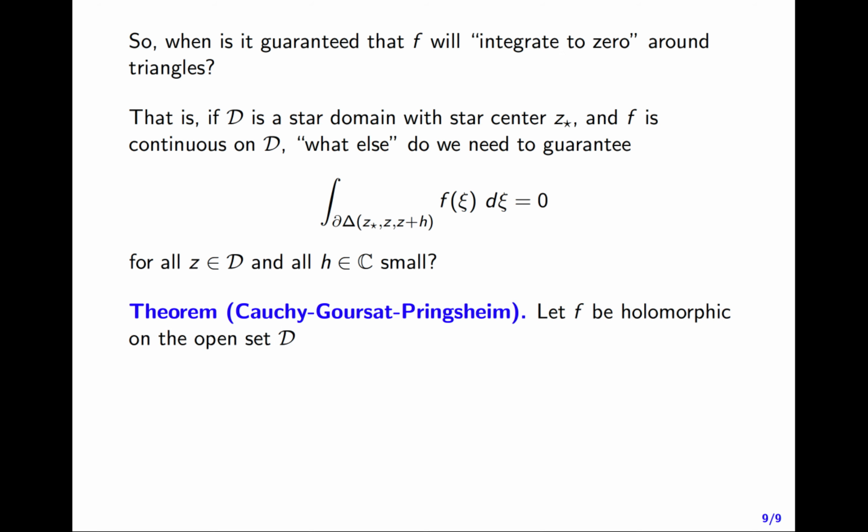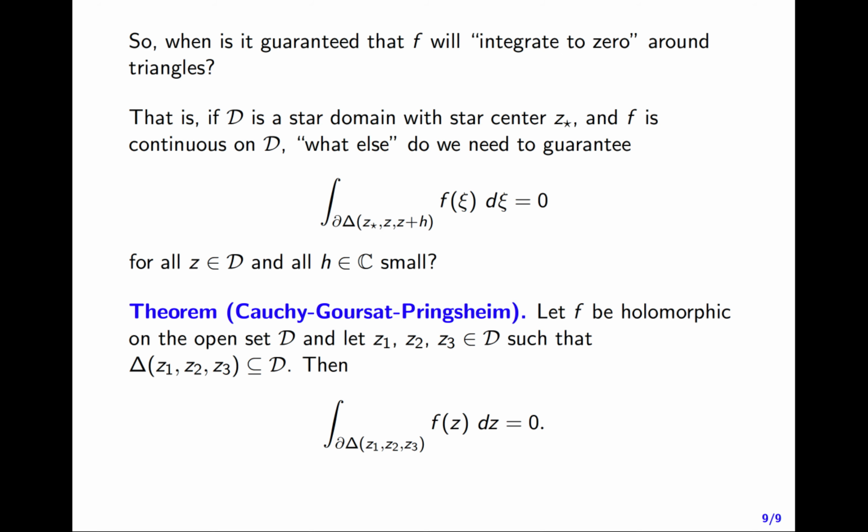Let f be holomorphic on some open set D, and let z1, z2, and z3 be points in D such that the triangle spanned by z1, z2, and z3 is contained in D. Then the integral of f over the triangular path spanned by z1, z2, and z3 is equal to 0. Here in this Cauchy-Goursat-Pringsheim theorem, the set D does not have to be a star domain, it just has to be open. And the points z1, z2, and z3 don't have to be star centers or close to each other like in the previous lemma. There have to be 3 points such that the triangle spanned by these 3 points is contained in D.